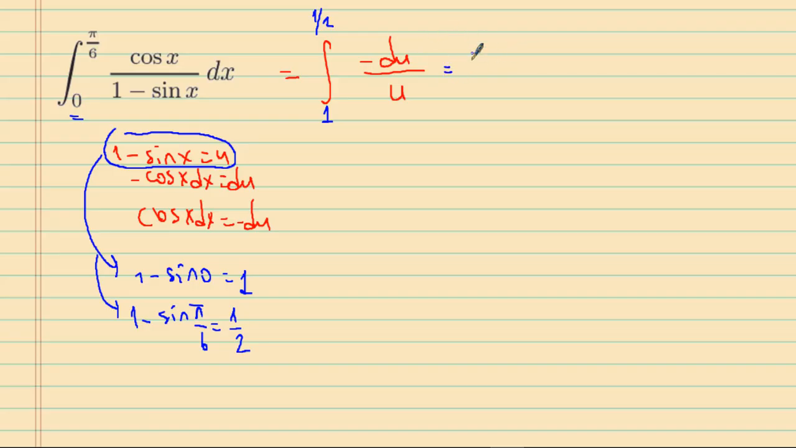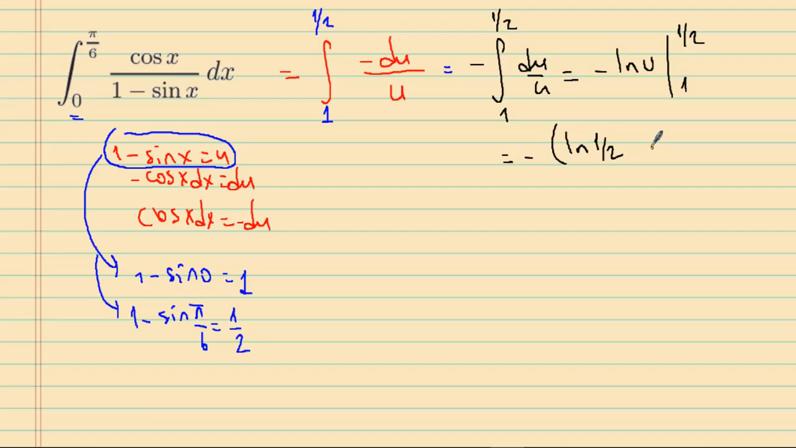Okay, if you write properly, minus integral from 1 to 1 by 2 of du by u, so we know it's equal to minus ln u from 1 to 1 by 2. So what will be the result? Minus ln 1 by 2 minus ln 1, and we know that ln 1 equals 0, so it will be minus ln 1 by 2, or we can write just ln 2, because the power minus 1 goes out, so it will be positive ln 2.